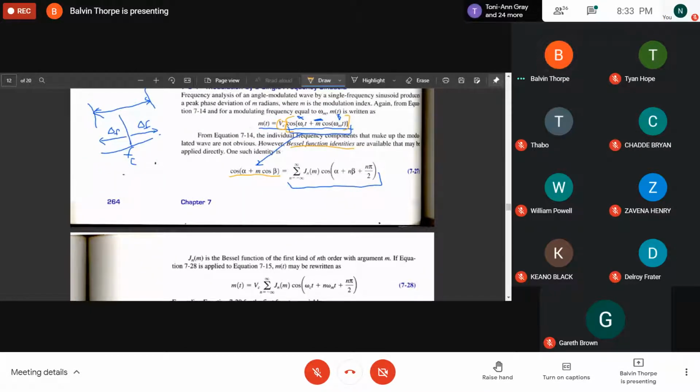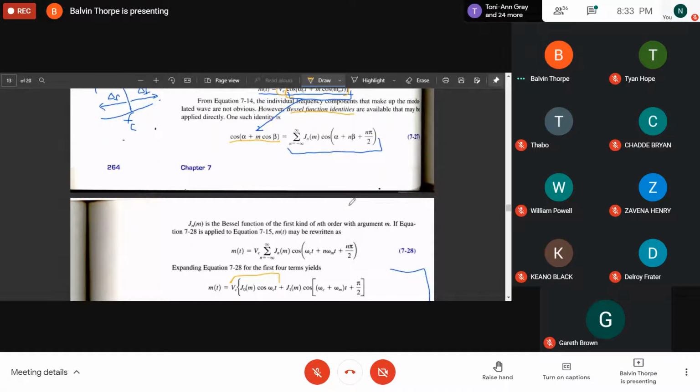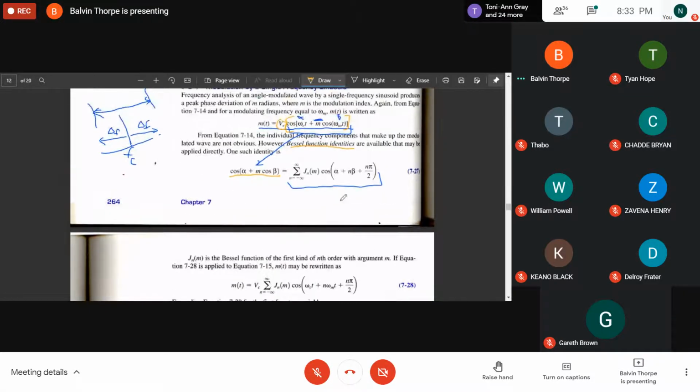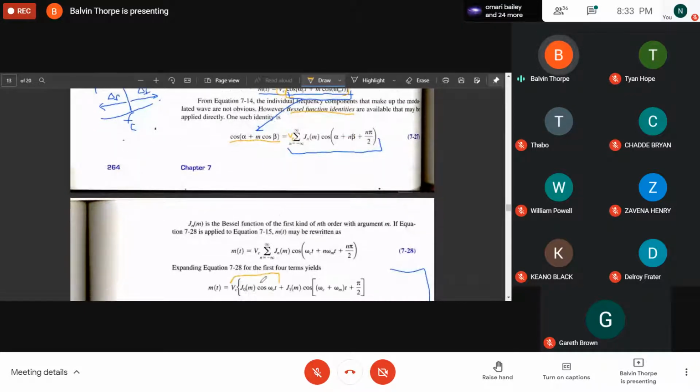Okay? So we put back VC. VC was here. We can put back VC outside because all that we're doing is just what's inside the bracket here. So this is what is done right here, equation 7.28. VC comes here, and the rest of it is your Bessel function expansion.